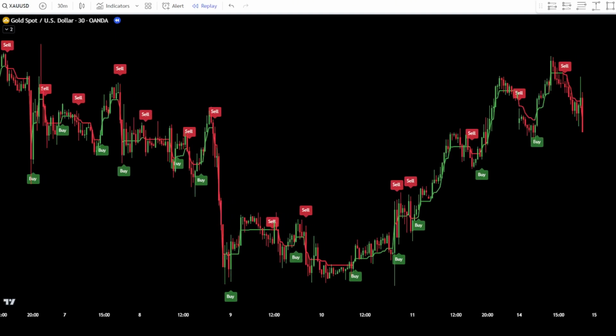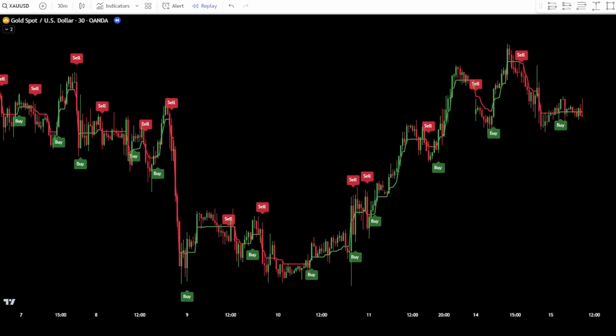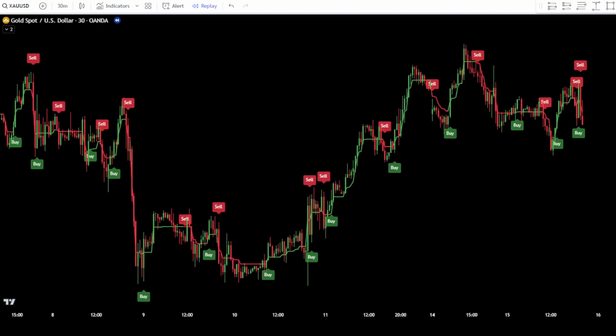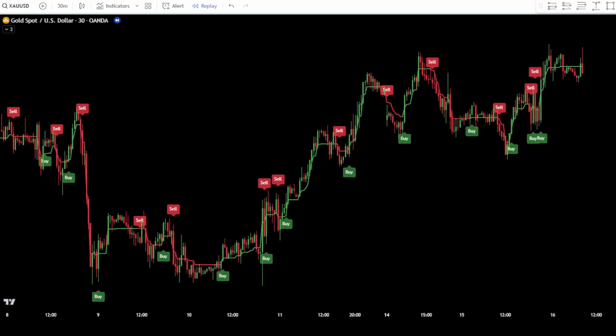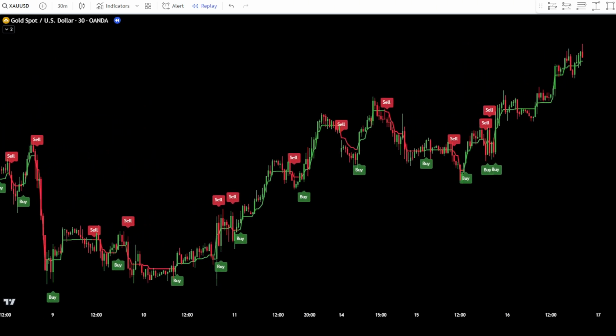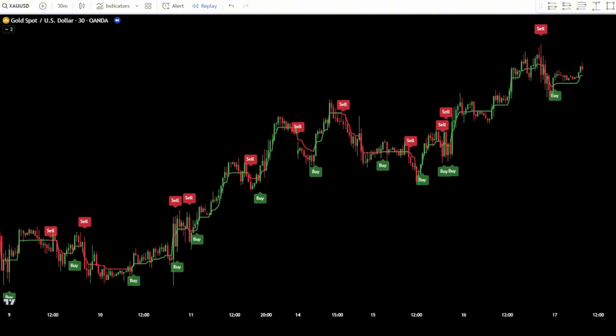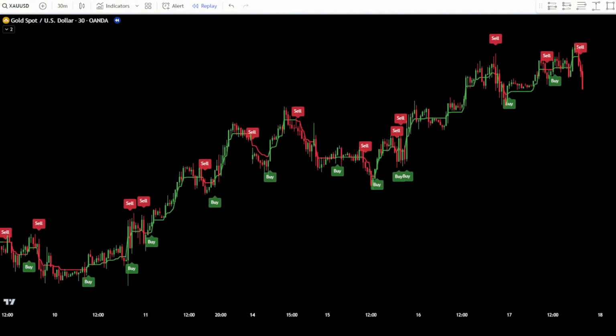Have you ever searched for a simple yet effective way to trade using support and resistance? What if I told you that with just 2 free indicators, you could start profiting from various assets like gold or XAU USD, Forex, and even crypto?